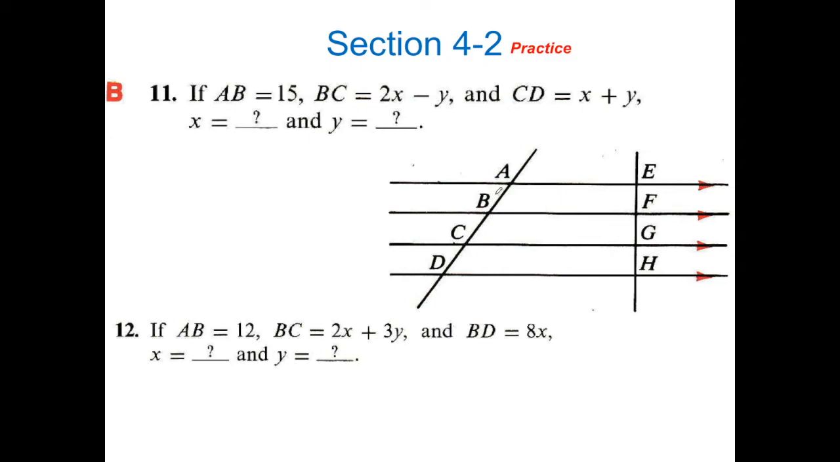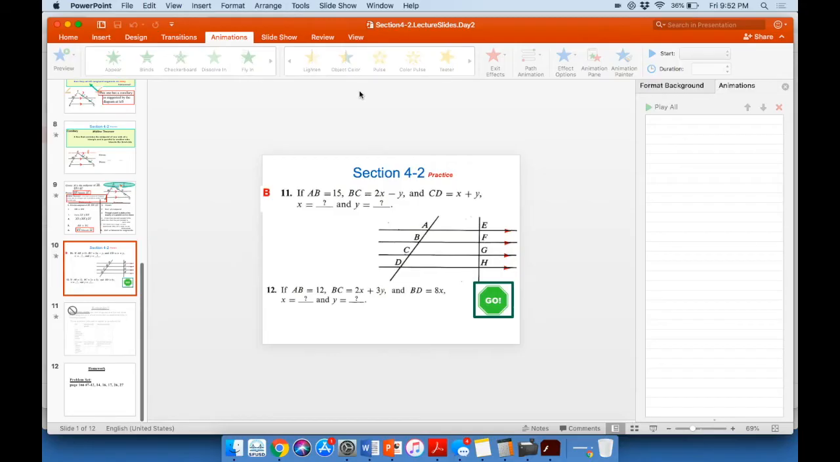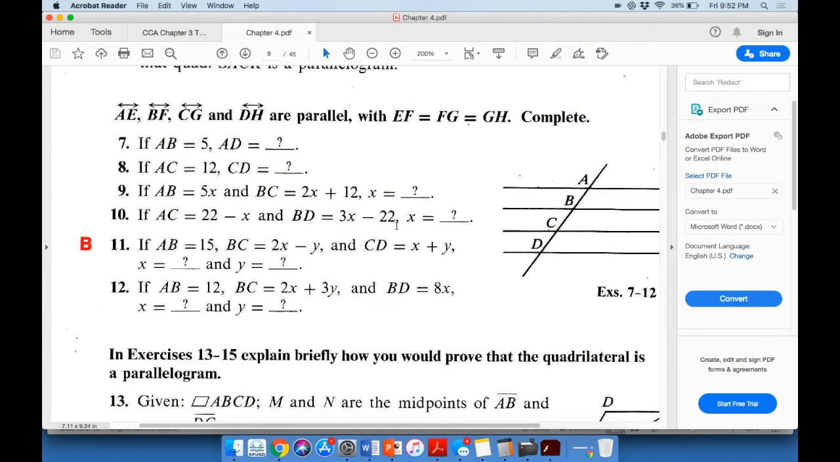We've got AB is 15 in length, and BC is 2x minus y, and CD equals x plus y. Then x equals what, and y equals what? Let's see. I think I'm missing something to this problem. What am I missing here? I'm going to go to the actual textbook, because I think what they must have given to us in this problem was that AB equals BC equals CD. So let me just double check in the textbook, because this happens sometimes. There we go. Yep, they're giving us this.